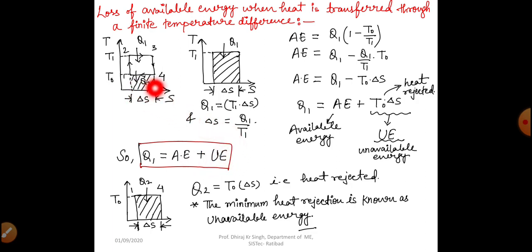We can see it from here, this Q2 heat rejected, right? So Q2 is our heat rejected. Here we can see Q2 equal to T0 delta S. So we have this expression here, T0 delta S. This is our unavailable energy, and that is heat rejected. This is our minimum heat rejection, and minimum heat rejection is known as unavailable energy.